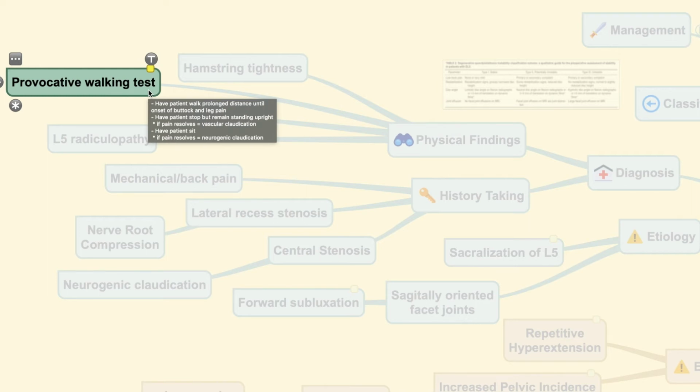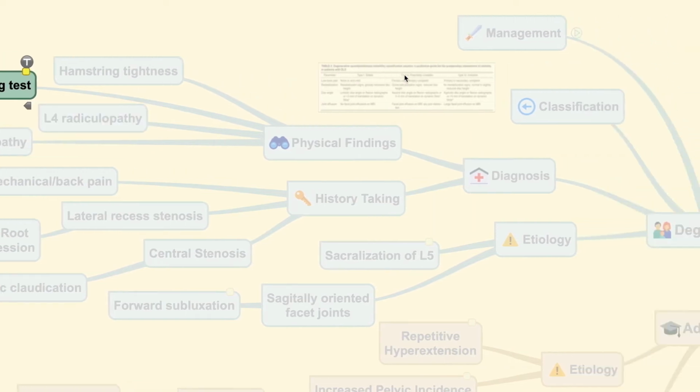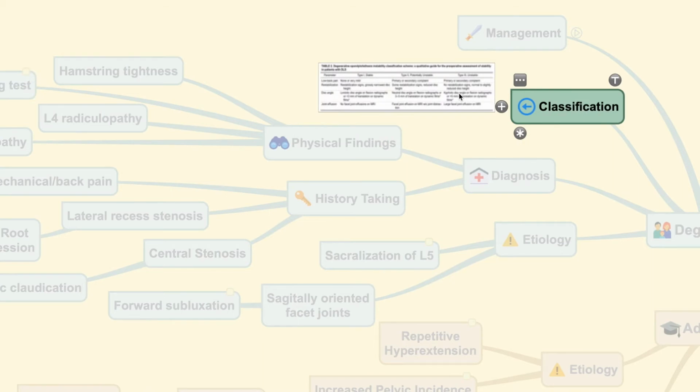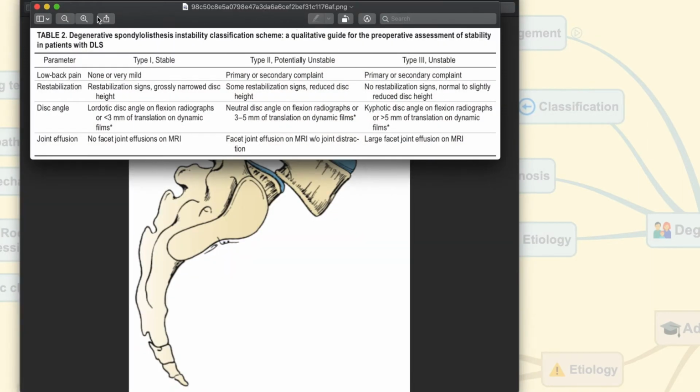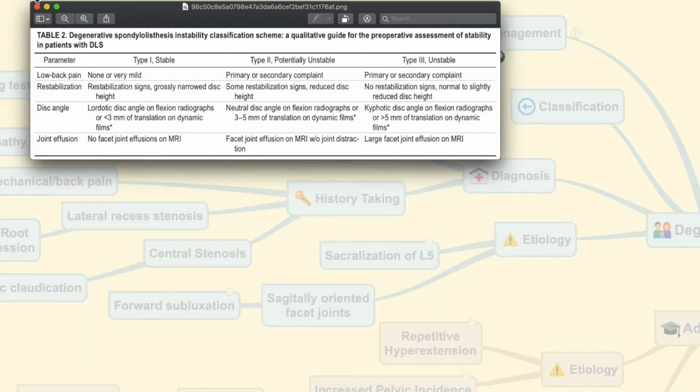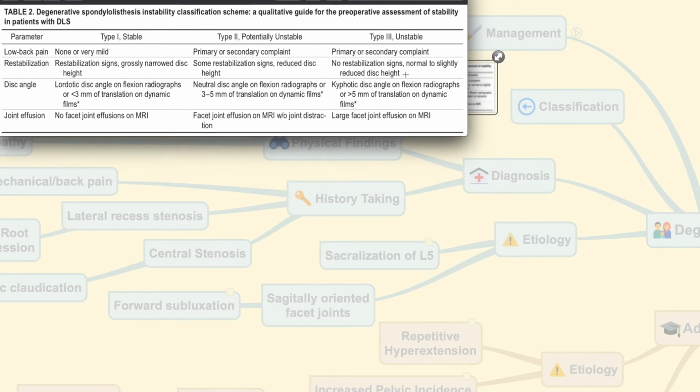But if the patient sits and the pain then resolves, the condition is caused by neurogenic claudication, because sitting changes the position of your spine and therefore the diameter of the spinal canal, and therefore relieves the neurogenic claudication. Well, the classification for this condition can be made based on the instability classification scheme.